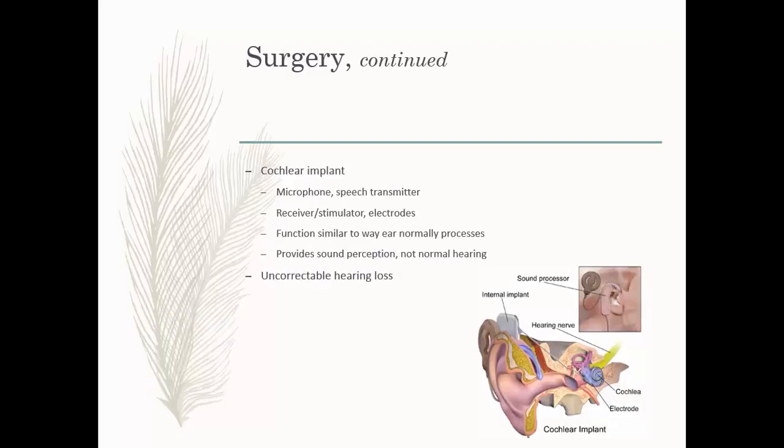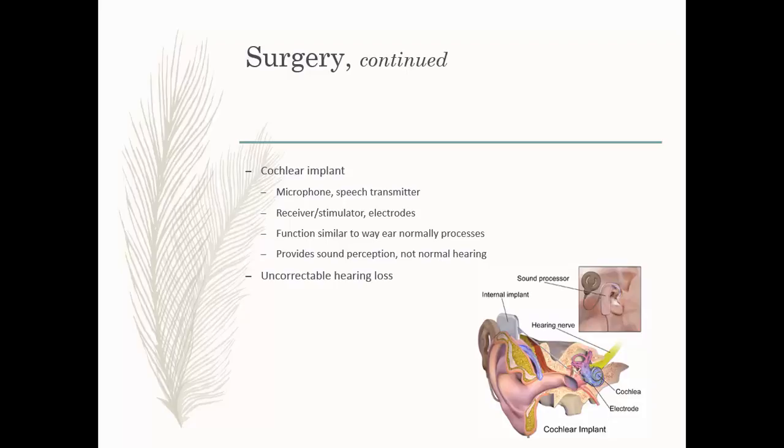A cochlear implant is another type of surgery. It is for sensory neural hearing loss. It may be the only hope of restoring sound perception. It consists of a microphone, a speech processor, and a speech transmitter, a receiver and stimulator, and electrodes.